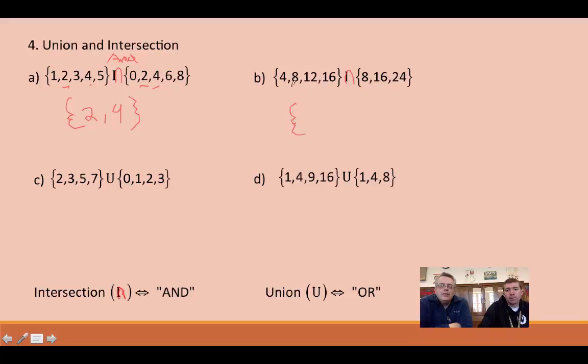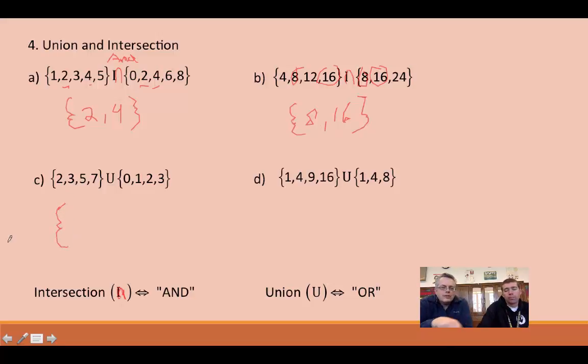So I see an 8 in both. Yep. 8 and 16. Good. 8, 16. All right. The next one is union. Everything that's in at least one. So C is a union. So we're kind of putting these sets together, but we don't list repeats.